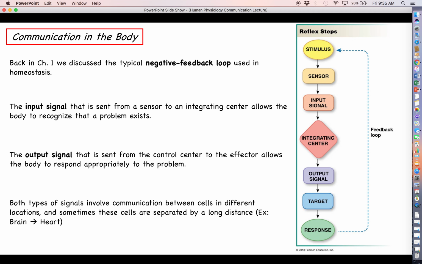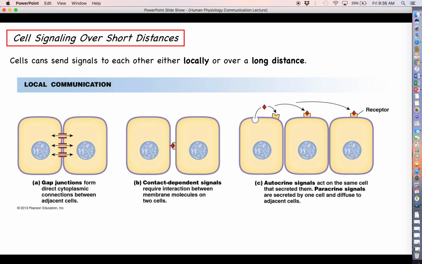So there is a lot of cell-to-cell communication that has to go on here. The sensor is made up of cells. The control center is made up of cells, so we need cells to be able to communicate with cells. The effector is made up of cells, so when we get our output signal, that message has to go from cells to cells. In a specific example, we may need the cells of the brain to send a message to the cells of the heart if we're talking about a blood pressure stimulus or an oxygen stimulus for exercise. So there are lots of different reasons why messages would need to be sent throughout the body.